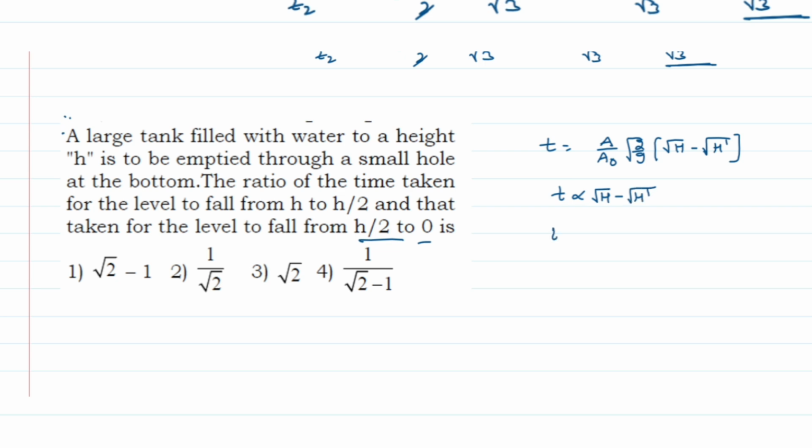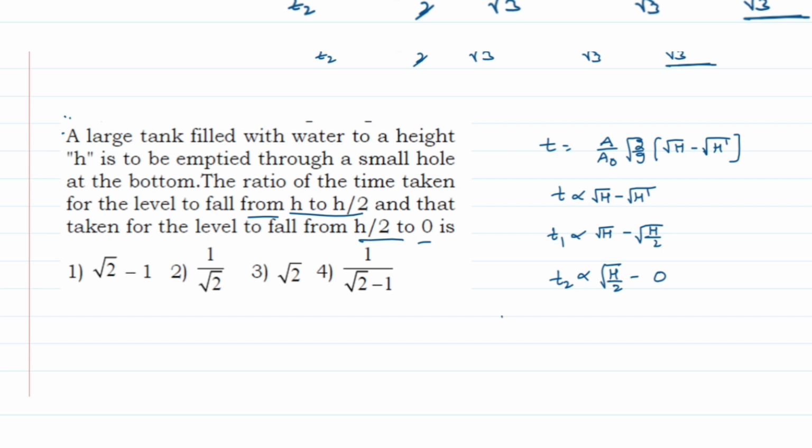Then for the initial time, the time taken to decrease the water level from H to H by 2 you can talk about first. That means T1 is directly proportional to the fall from height H to H by 2. This is the T1 value. Whereas the T2 value you can write as decreasing the water level from height H by 2 to emptied, meaning 0.